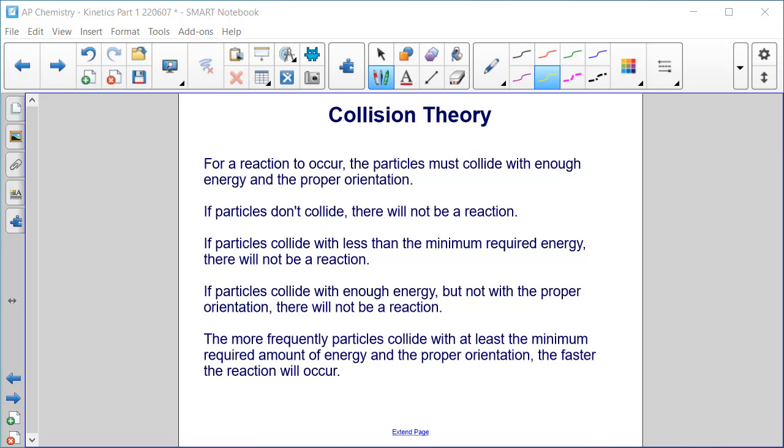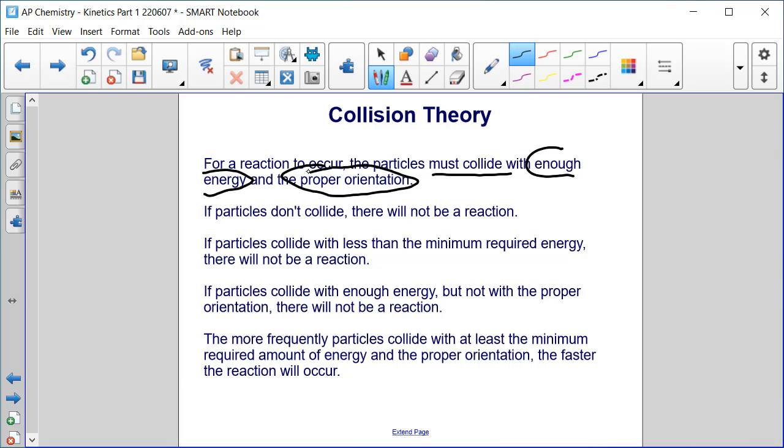All right, so here are the basics about collision theory. In order for a reaction to occur, two things must happen. The particles must collide with, one, enough energy, and two, the proper orientation. If the particles never collide, never come in contact with each other, there won't be a reaction. If they do collide, but they don't have enough energy, they have less than the minimum energy required, there won't be a reaction. If they have enough energy, but not with proper orientation, there won't be a reaction. So they have to collide with both enough energy and the proper orientation.